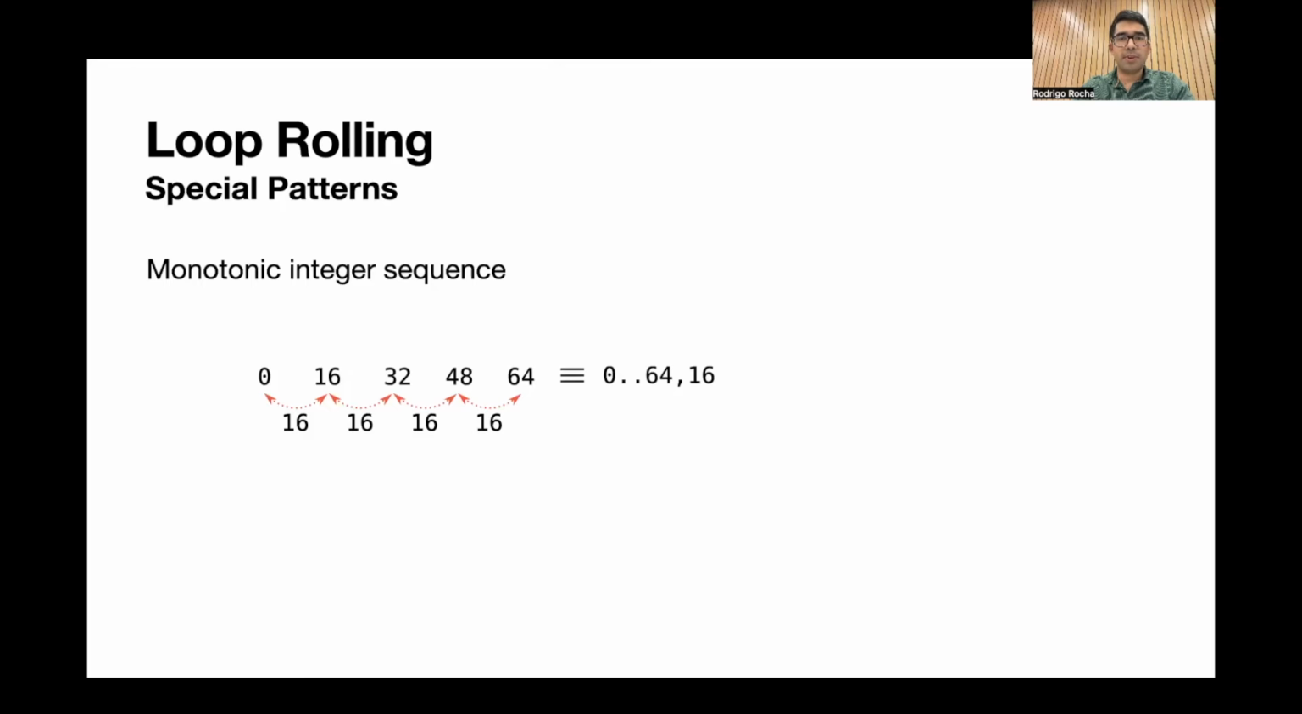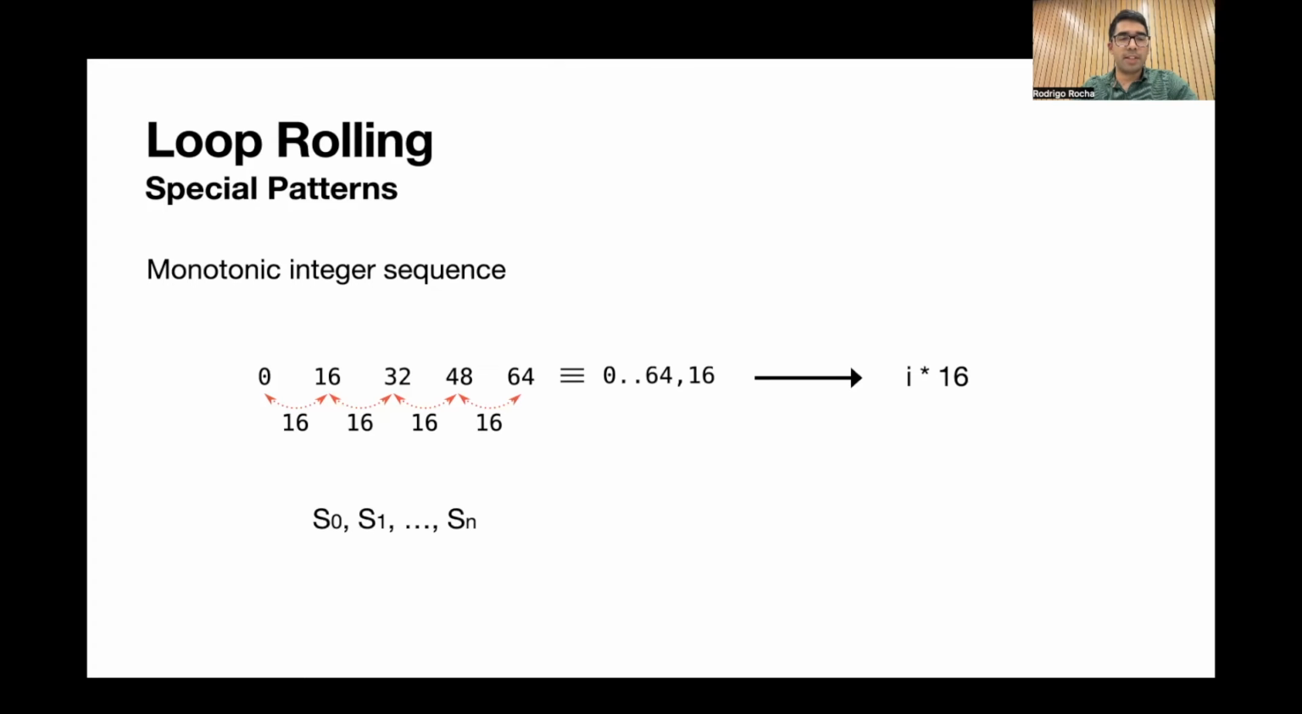In addition to the straightforward matching nodes, we have seen that we can handle some special cases. The first special case we have seen is a monotonic integer sequence. In our example, we have seen the sequence that goes from 0 to 64, always incrementing by 16. And we have seen that we can produce the code using the iterator times 16.